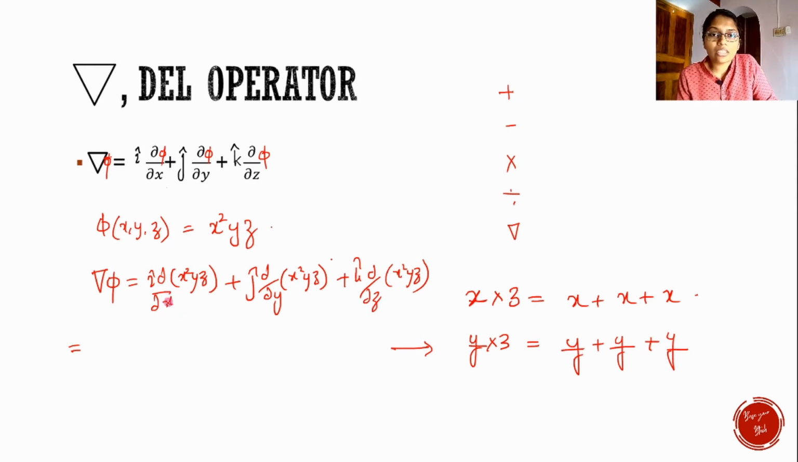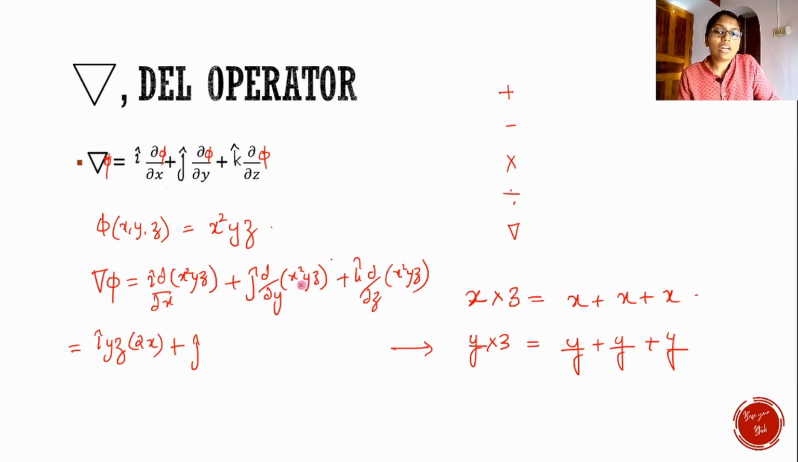So, when I differentiate with respect to x, then y and z become constants. So i cap into yz are mere constants, so they can be taken outside. Now, dou by dou x of x square is 2x. Clear? Plus j cap into dou by dou y of x square yz.